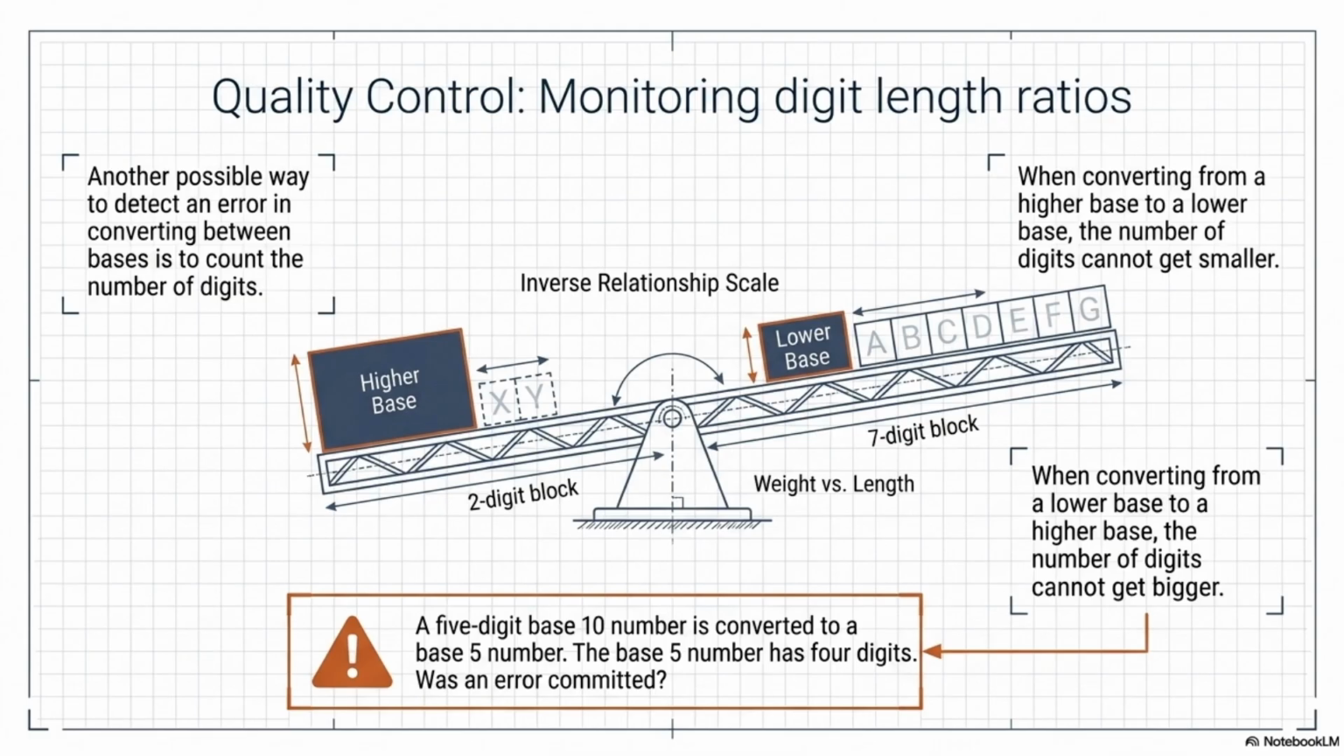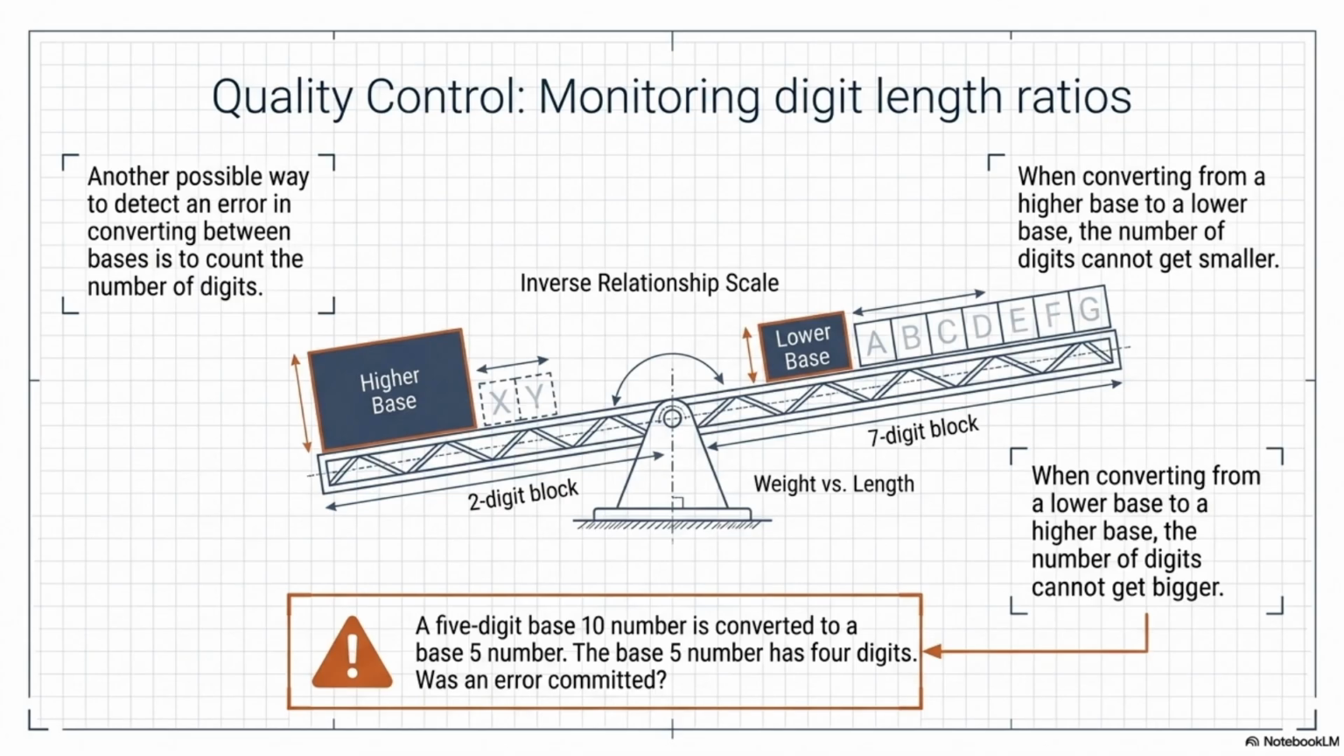It is like using smaller buckets to carry the same amount of water. You are going to need a lot more buckets. That makes sense. So when converting to a lower base, the new number must have more digits, or at minimum the exact same amount. It can never get shorter. So if I take a 4-digit base 10 number and convert it into base 3 and my answer only has 3 digits, I absolutely botched the translation.